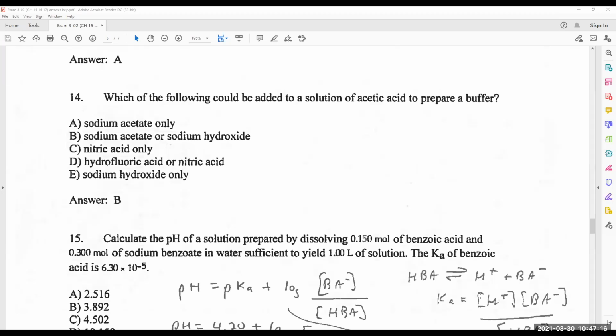And then the strong base will neutralize some of the acetic acid, and then you have the acetate ion, which is what you want to have. So the correct answer for this is sodium acetate or sodium hydroxide.